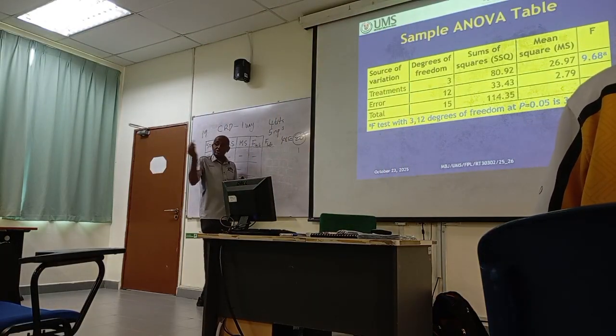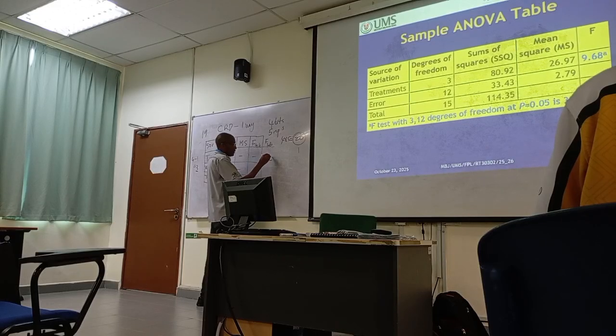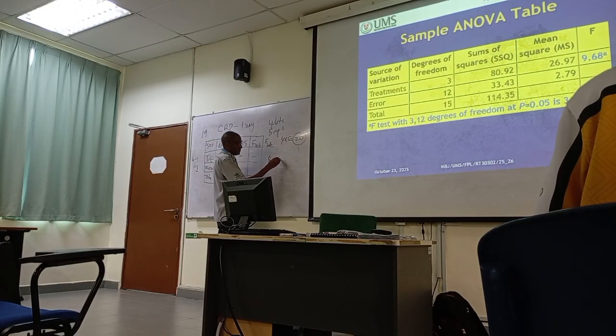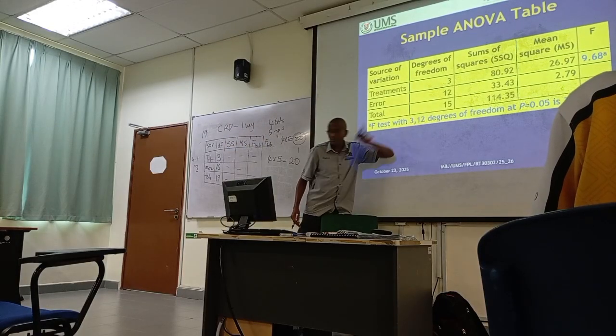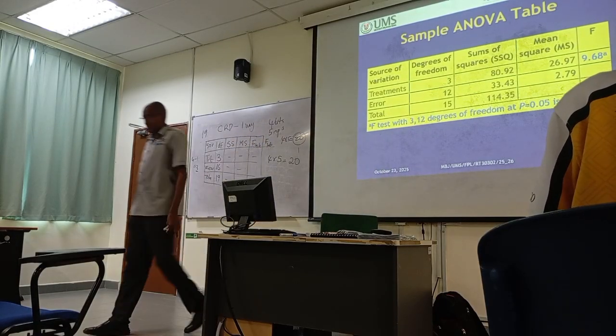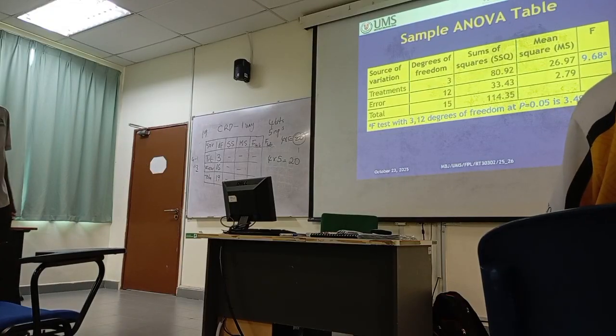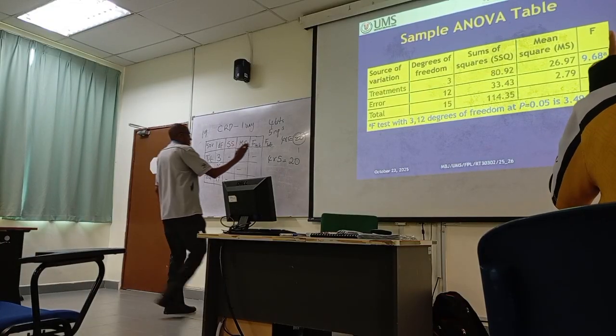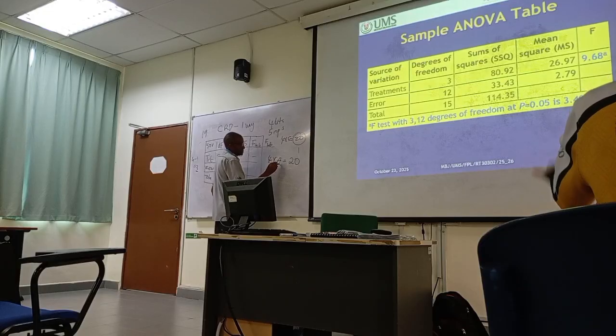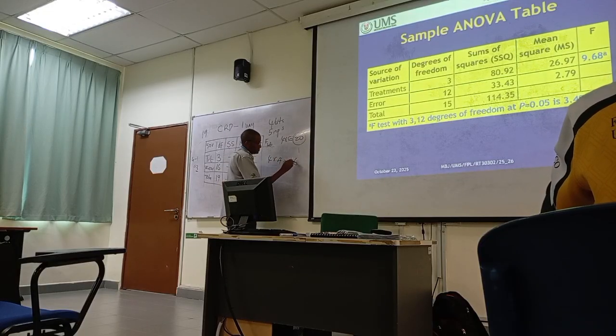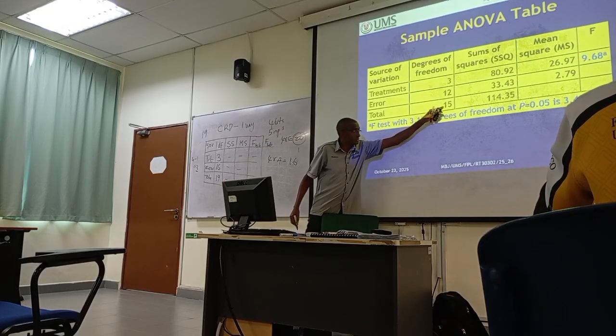Just now, how many treatments, Lukman? 4. And then you say we have 5 replications, right? 4 times 5 equals? 20. Is it okay here? No. So it should be 4, 16. And then this is correct.